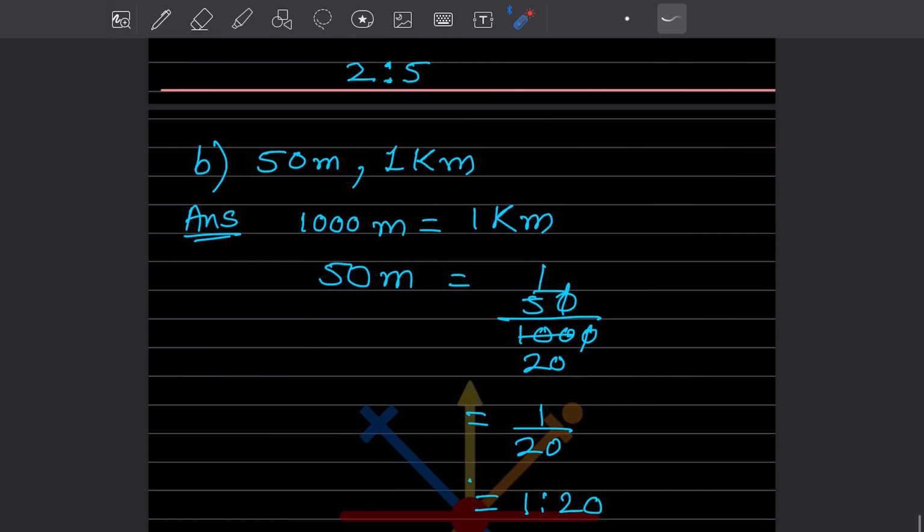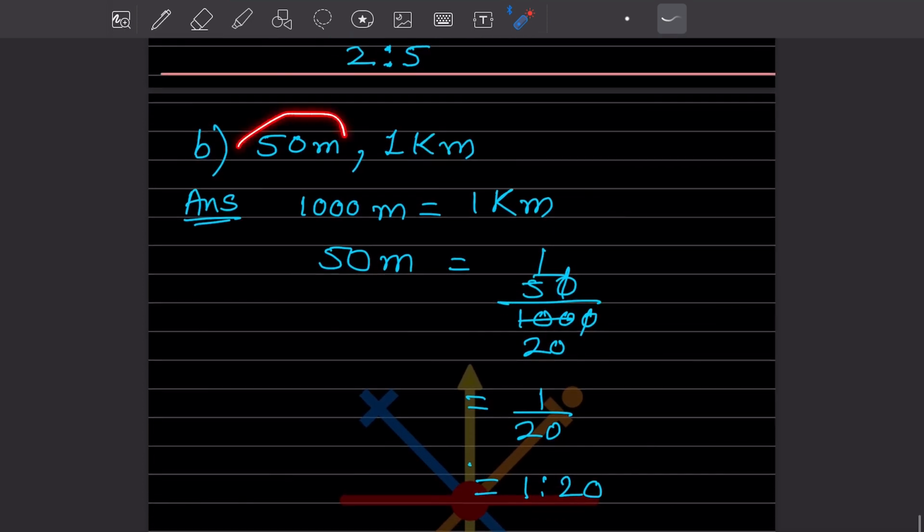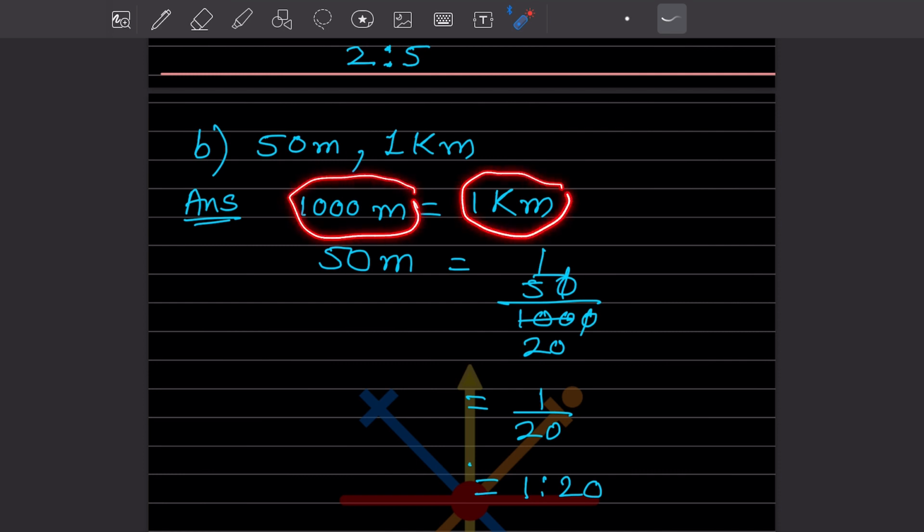Now the next question says 50 meter and 1 kilometer. So what are you going to do here? First, you know, this is in meter and this is in kilometer. 1,000 meter is 1 kilometer. So we want to change to the first one. So 50 meter will be how much? Because why did I write a 50? Because meter should be together.